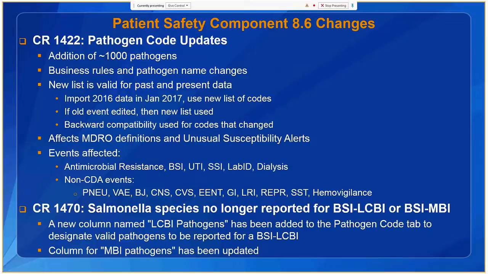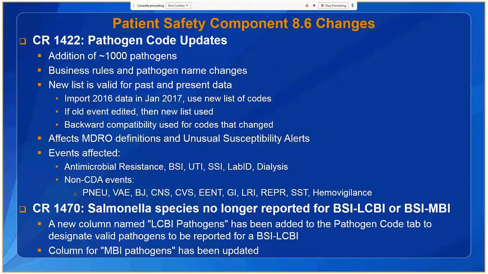So now we'll talk about the patient safety component. I know we've had a lot of questions. The addition of approximately 1,000 pathogens. All your columns, the business rules and pathogen names changed. The new list, let's talk about this. We're getting this question quite often.